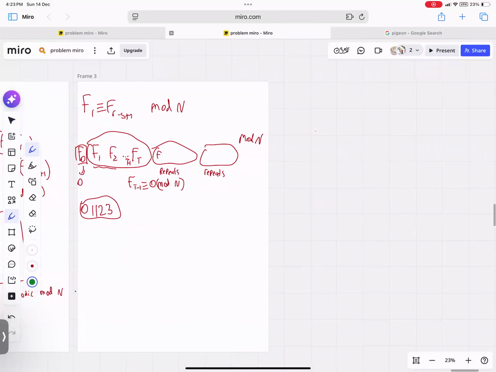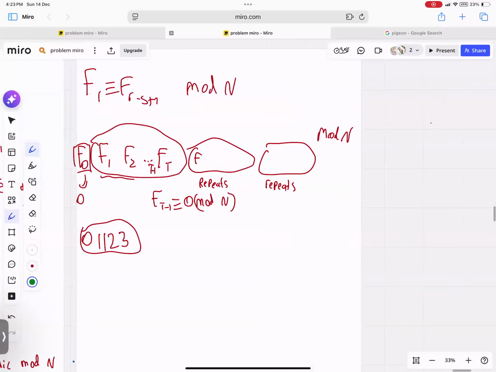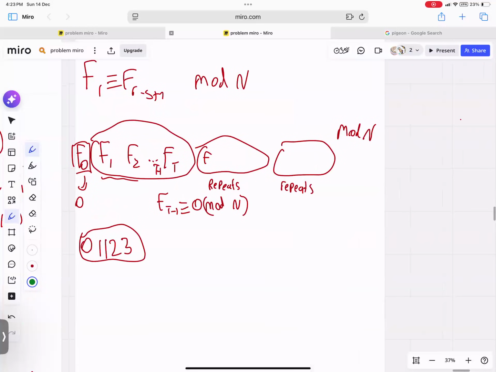Okay, and now do you get why this periodicness finishes? Or should I explain that once more? Okay, I'll take that as a yes.